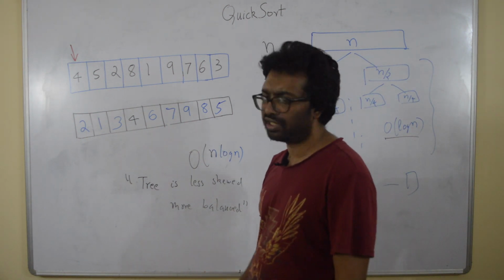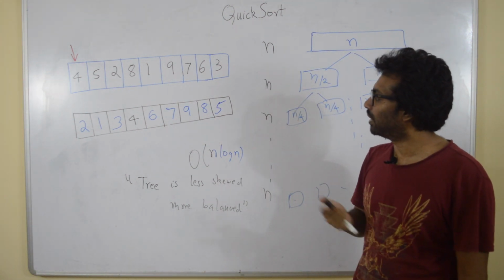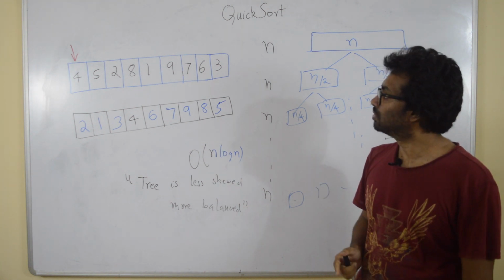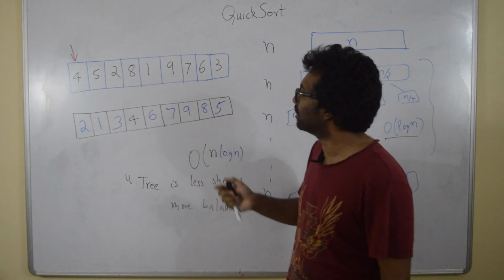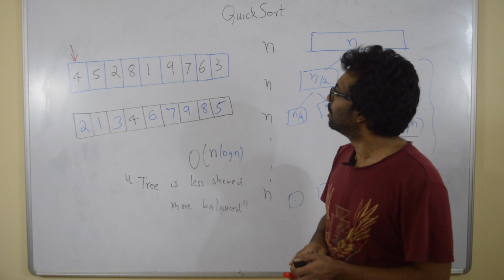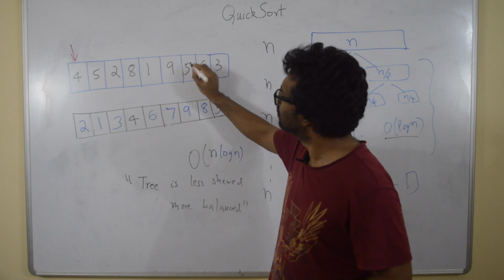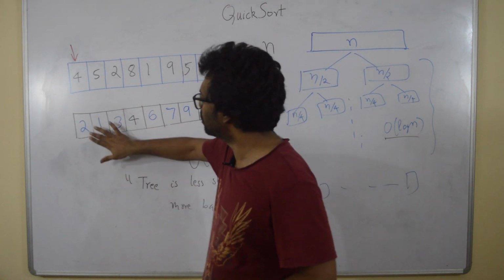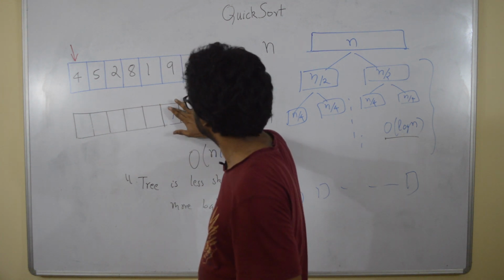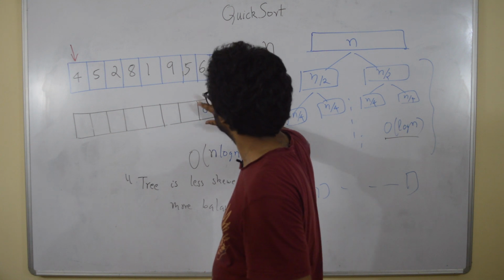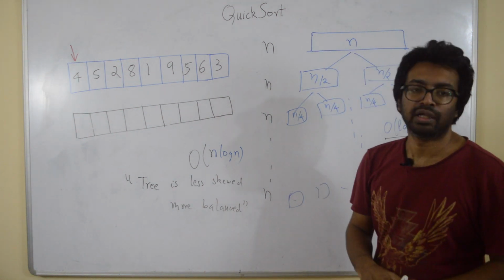Now that we have analyzed quicksort, another thing I wanted you to observe is why quicksort is not a stable sorting. When I copied 5 here, let's say this was also 5. Let's do this again. So we have 2 5s there.